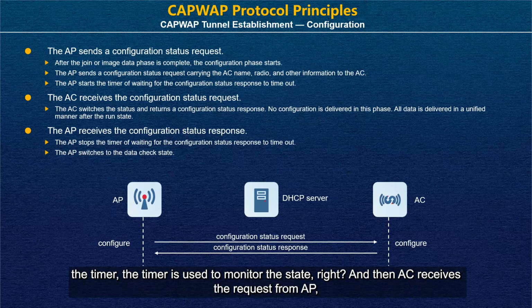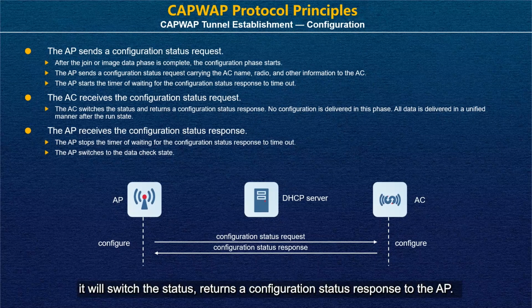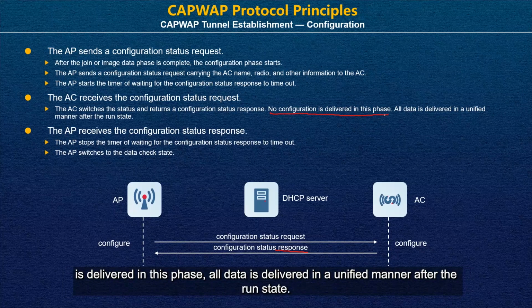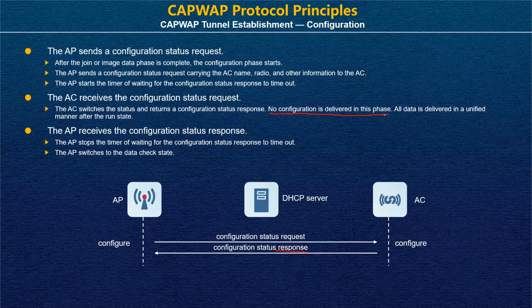And then AC receives the request from AP. It will switch the status and return a configuration status response to the AP. But you should pay attention here. No configuration is delivered in this path. This is very important. No configuration is delivered in this path. All data is delivered in a unified manner after the run state.